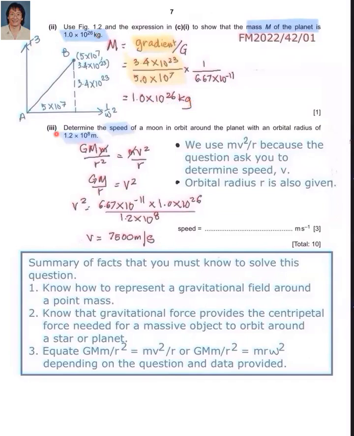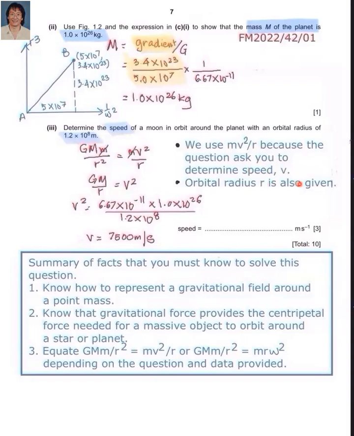Then in part 3, determine the speed of a moon in orbit around the planet with an orbital radius of 1.2 times 10 power 8 meters. We want to find the speed, so to find v, and then you're given your r. So now we equate your gravitational force, which is GMm over r squared, equals mv squared over r. We use mv squared over r to represent the centripetal force because the question asks you to determine the speed v, and the orbital radius is also given.